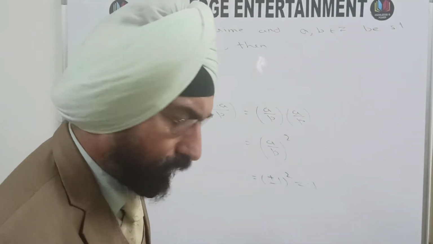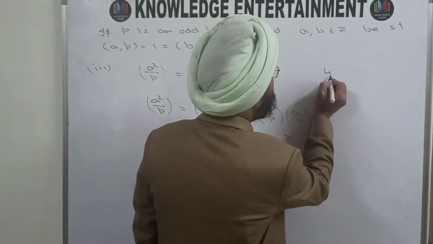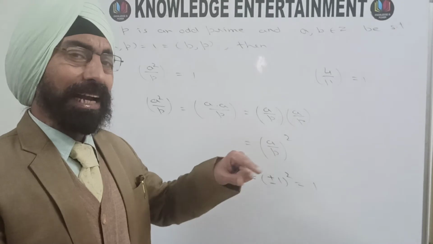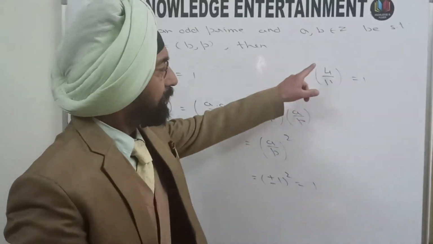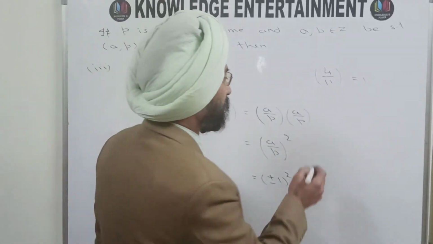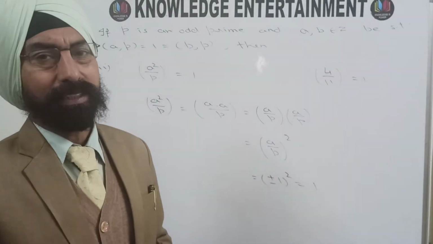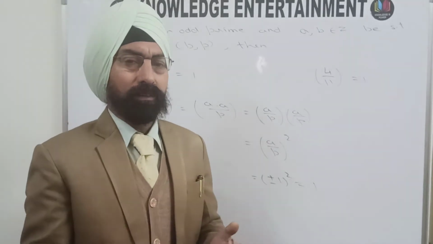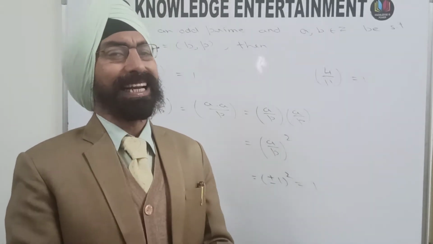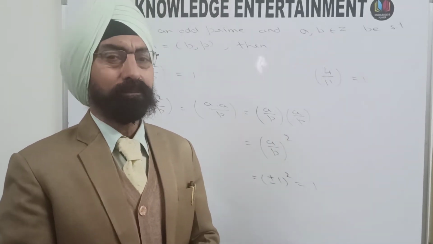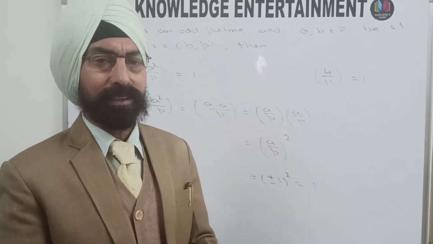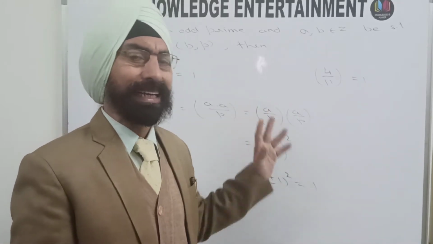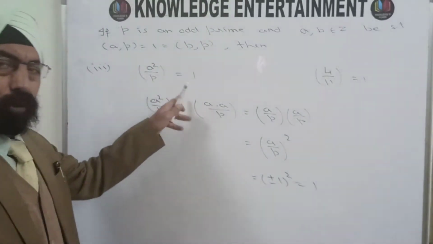That means, for example, you have 4 upon 11, this Legendre symbol is 1, because 4 is 2 square. And the beauty is here, this means that 4 is a quadratic residue of 11. Similarly, 9 is a quadratic residue of 11, because 9 is also a perfect square. So if you are trying to find the quadratic residues of a particular number p, then from the reduced residue set modulo p, all the perfect squares will definitely be quadratic residues modulo p. It is being told by this result.